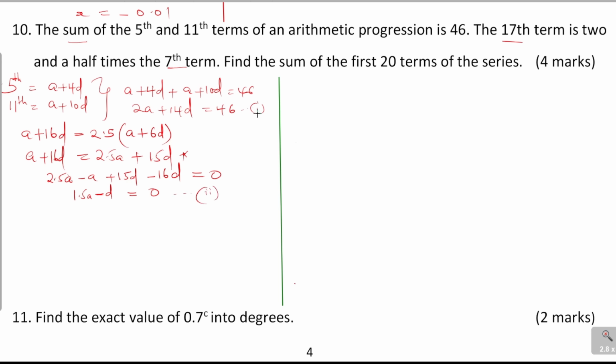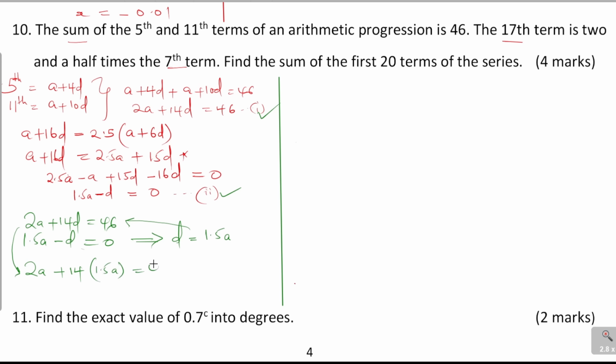So now you can see we have two equations. We can solve them simultaneously. So 2a plus 14d is equal to 46, and 1.5a minus d is equal to 0. Now I can use the second equation because it is easier. Make d the subject. From the second equation, d is equal to 1.5a. So you can substitute 1.5a in the first equation, 2a plus 14d, where d is 1.5a, is equal to 46.